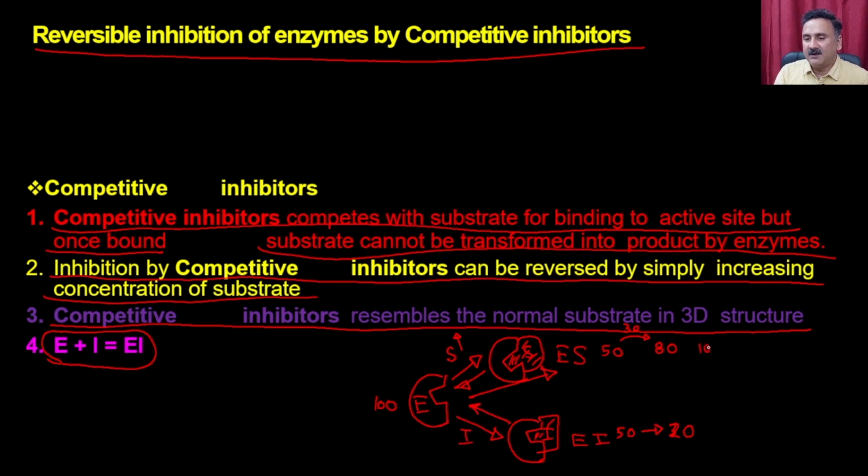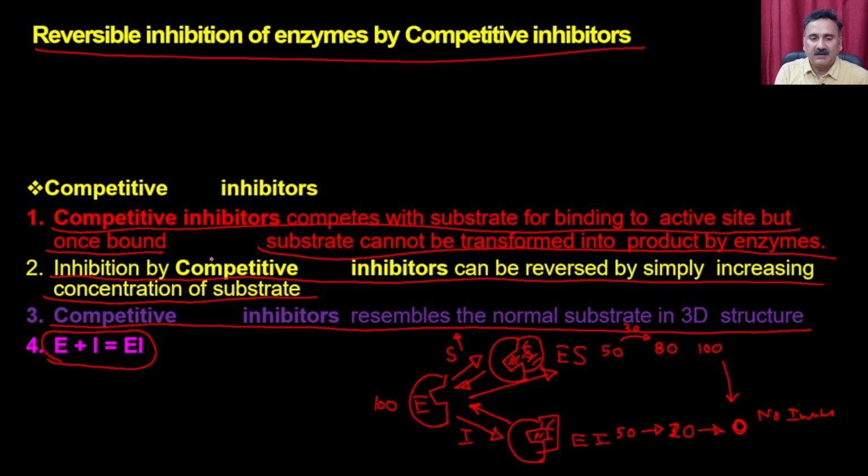Imagine that if I make it 100, then the other 20 will be reduced. So the concentration of the enzyme inhibitor complex is going to be 0. This means all the enzyme is now present as the enzyme substrate complex, and at this particular stage there will be no inhibition, right?